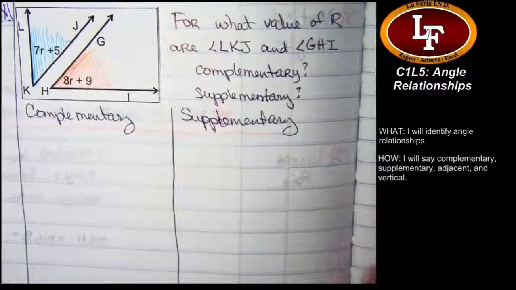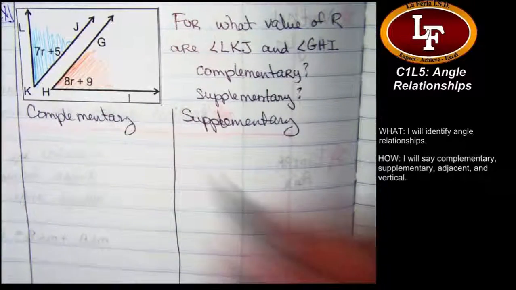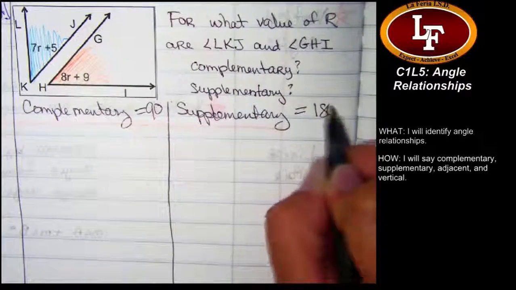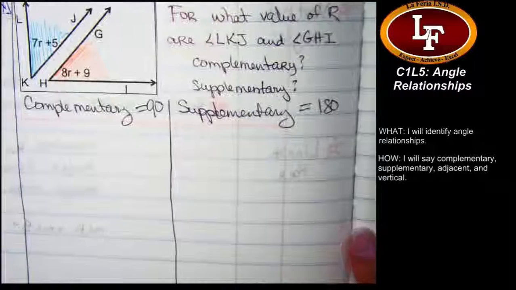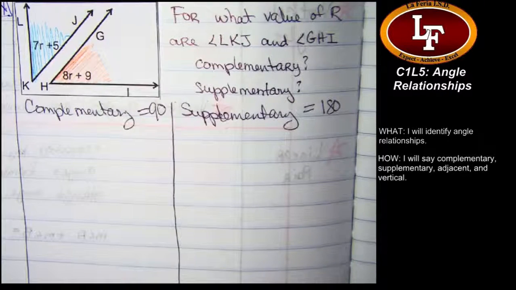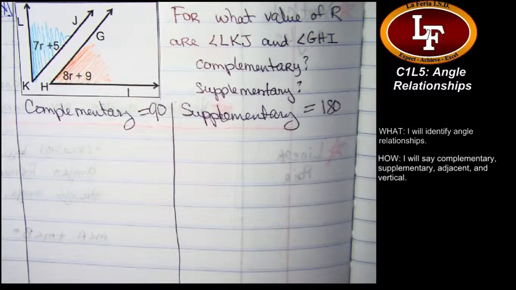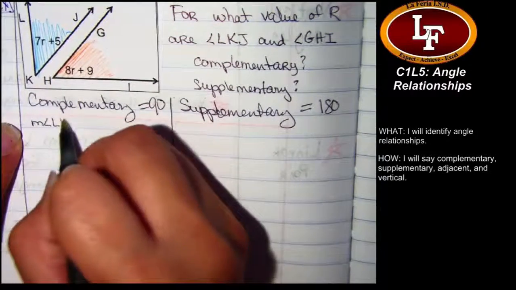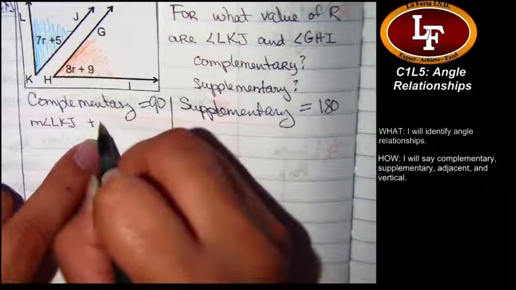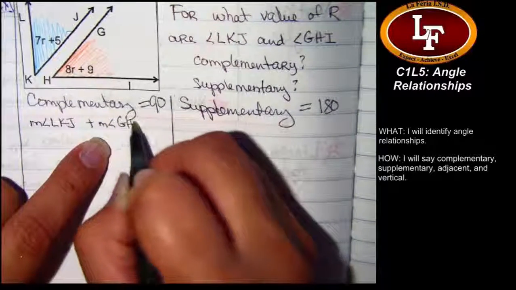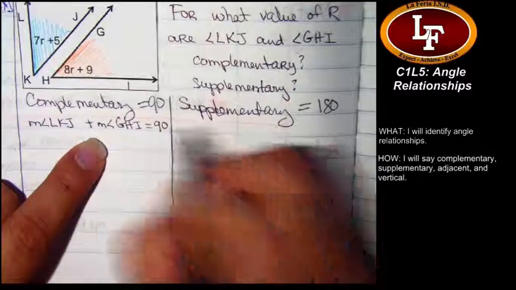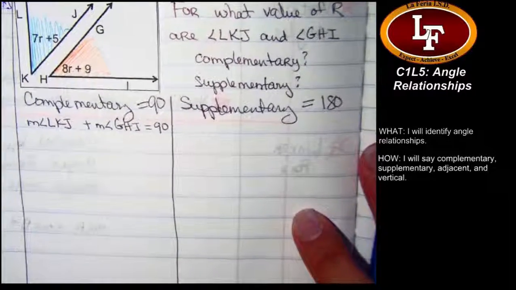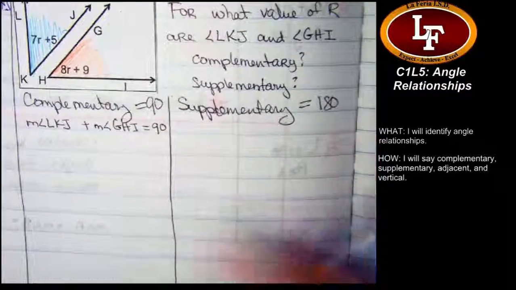When they're complementary, the angles need to add to what degree? 90. And when they're supplementary? 180. Very nice. So we're going to use a little bit of the addition postulate. Remember, there's a sum of these angle measures, yes? Which means I get to add them together. So the measure of this angle plus the measure of the other angle must equal 90 degrees. I'm going to substitute for what I know. What is the measure of LKJ?